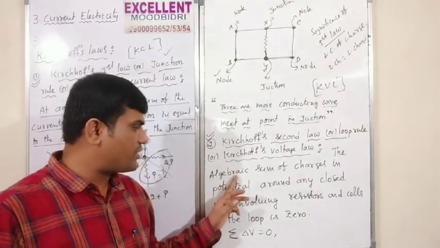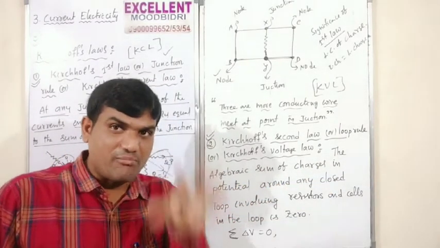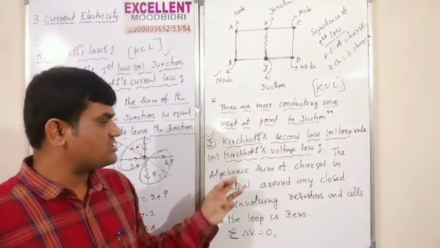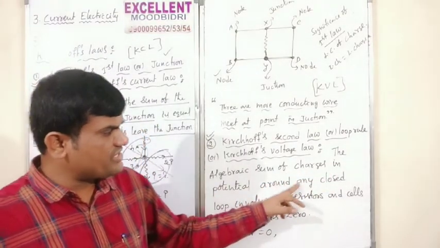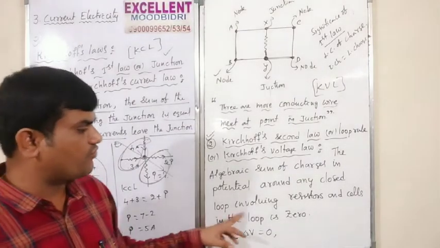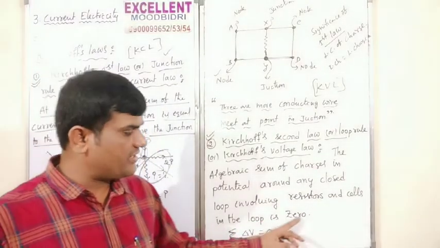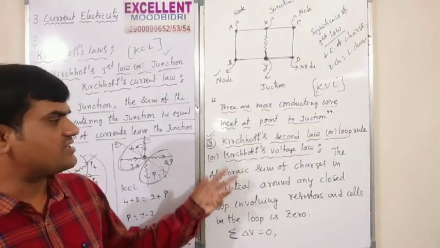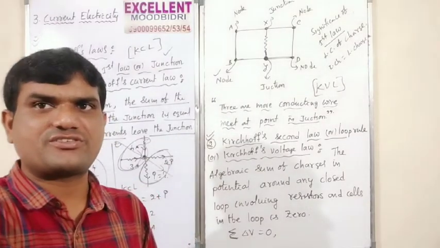The algebraic sum of changes in potential around any closed loop involving resistors and cells in the loop is 0. The algebraic sum of changes in potential.